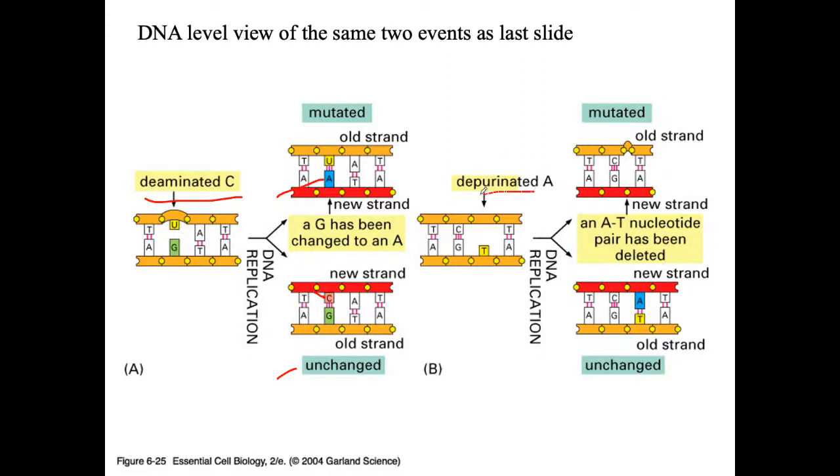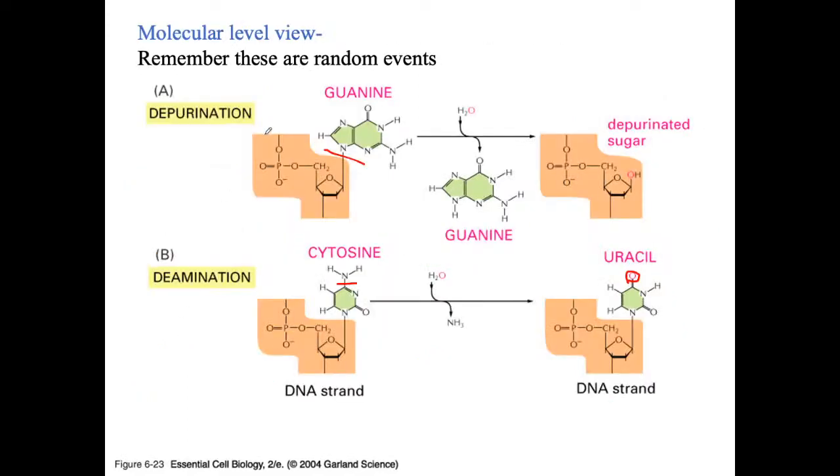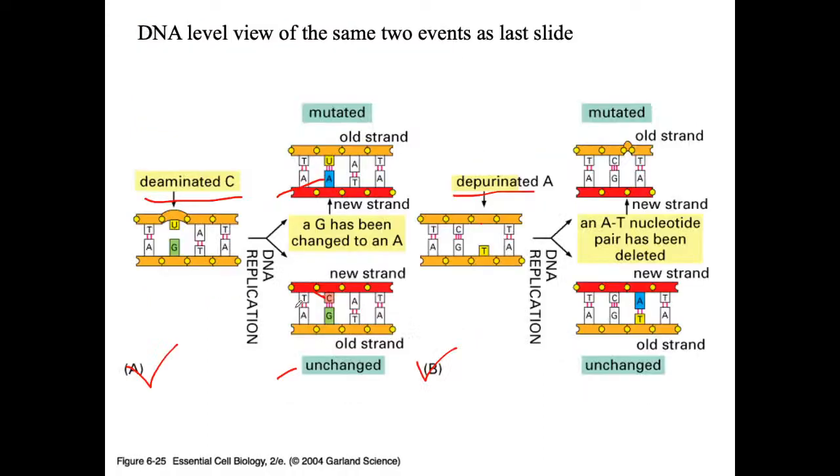Another case is in the depurinated site. If you have a depurinated A, there is no purine group here, so T is lying there. One thing could happen: T and A will replace this, kicking out this T, or another case, A could come on top there. So these two events could happen after the last slide. Once the deamination is done, what will happen next? These two circumstances are possible.